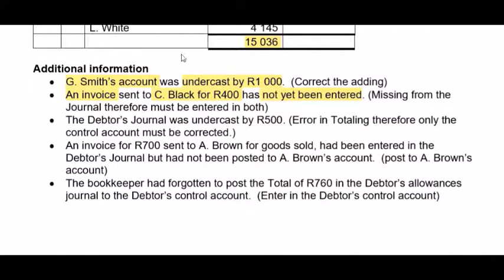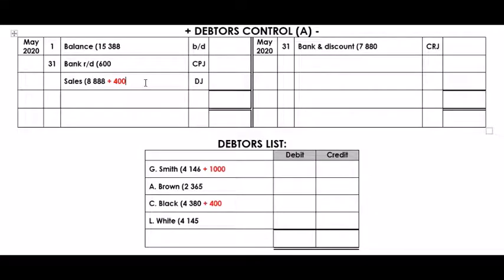The next adjustment says the debtors journal was undercast by 500 Rand. In other words, the total of the sales column from the DJ needs to be increased by 500 Rand. This won't affect the list because column totals are not posted to the list. Transactions are posted to the debtors ledger and then to the list individually as they take place. So an adding error in totaling a column will not affect the debtors list. Therefore, here, the sales value must be increased by another 500 Rand.